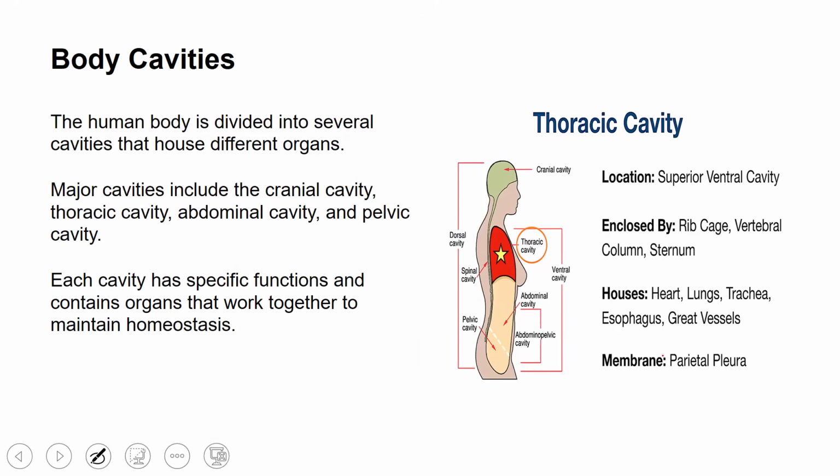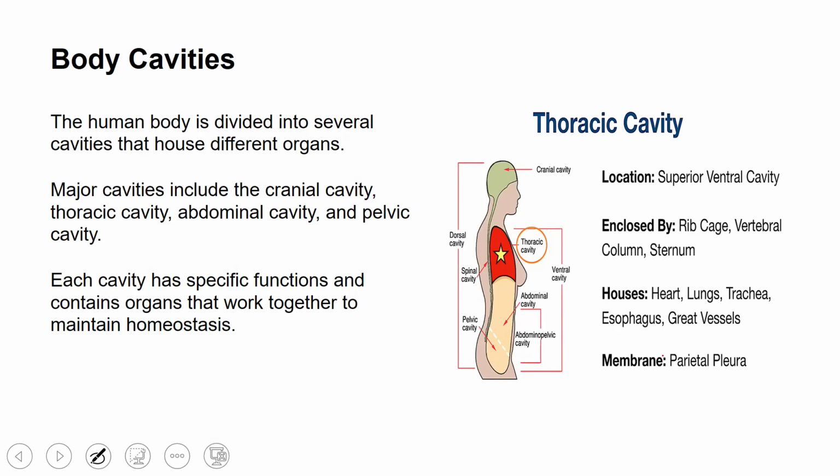Then the next one is the body cavities. The human body is divided into several cavities that house different organs. So body cavities are portions or parts of our body that house or contain different organs.